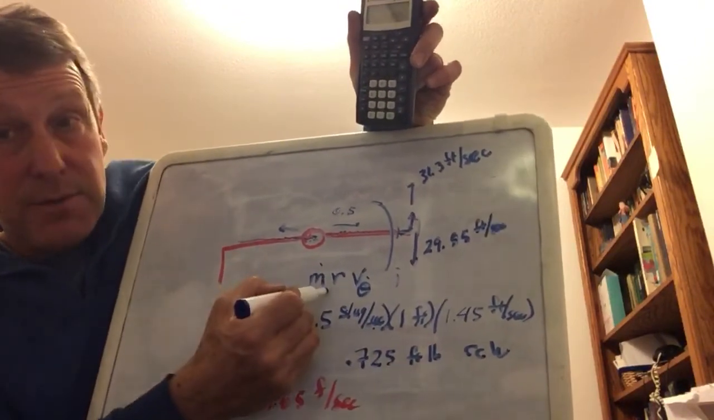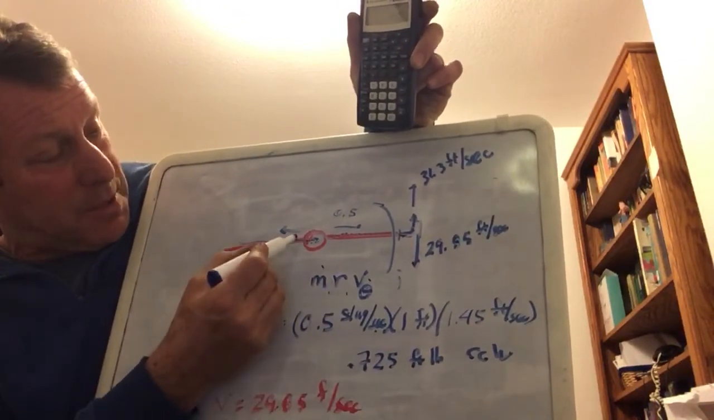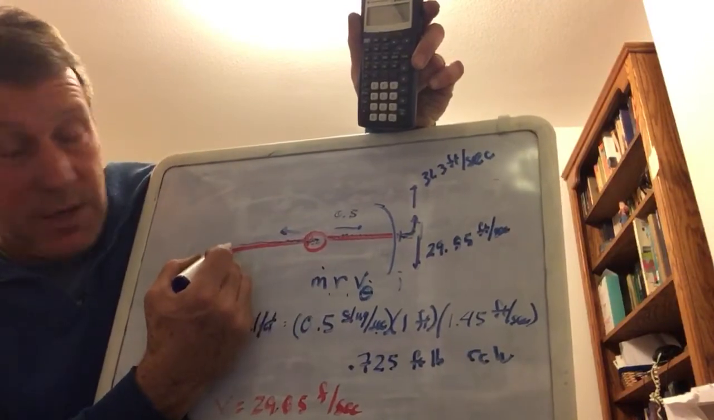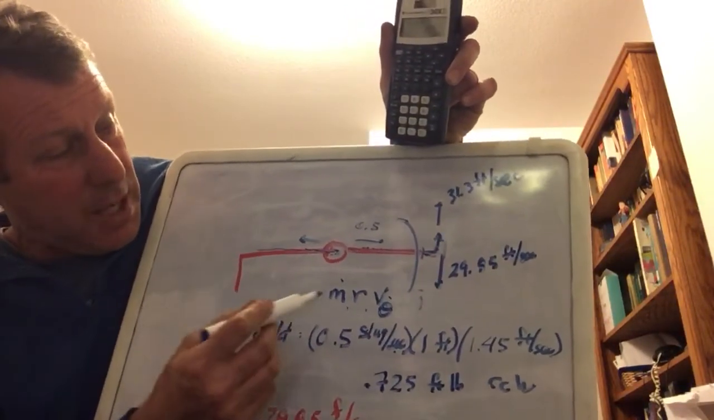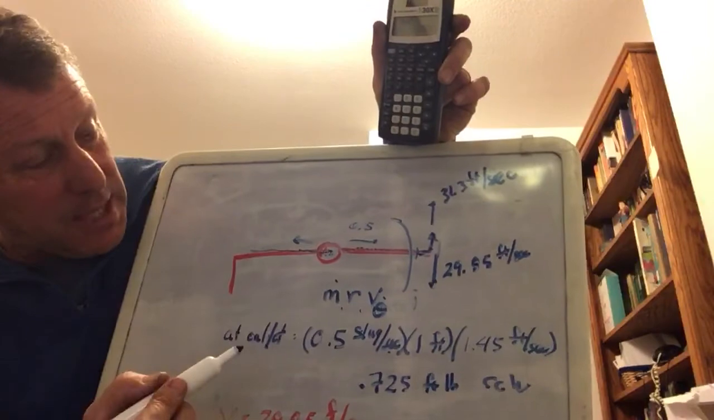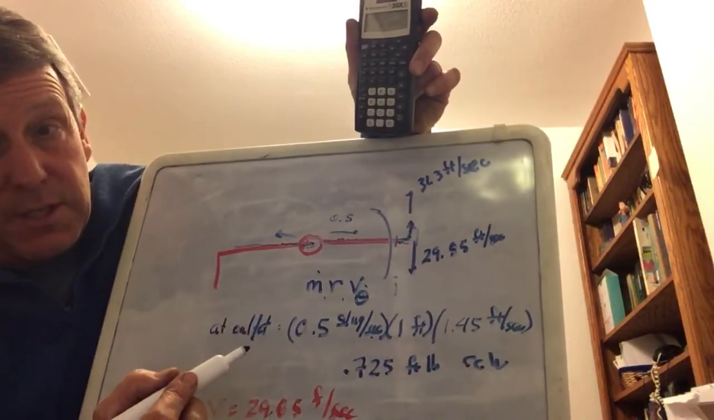How about this water over here? How about its m dot RV? Well, its m dot's going to be the same, 0.5, was going this way. Its r was the same, 1 foot. And its relative speed is going to be the same as well. So it's also going to be 0.725, and it's also going to be counterclockwise. So we have 0.725 counterclockwise coming out of the other one.